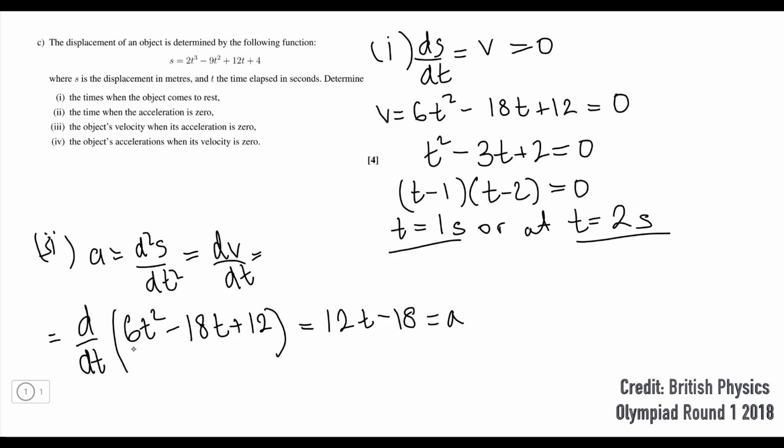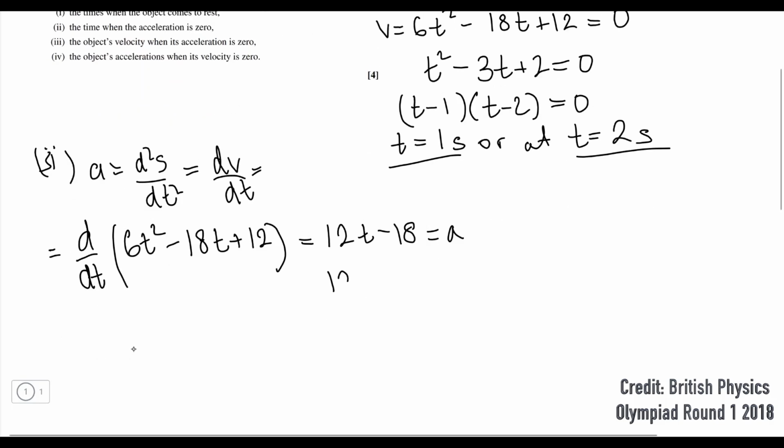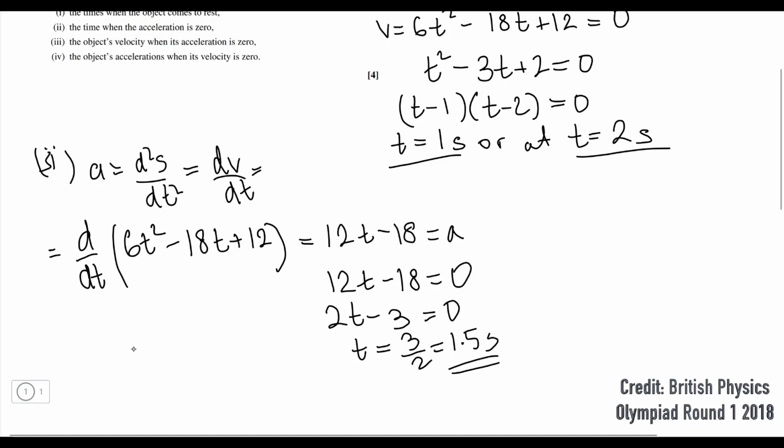The question though is asking us the time when the acceleration is equal to 0. So I'm going to say that 12t take away 18 is equal to 0. Now we can simplify this a little bit. What that gives me is 2t take away 3, just by dividing by 6, is equal to 0. And this means that the time will just be equal to 3 over 2, which is 1.5 seconds.